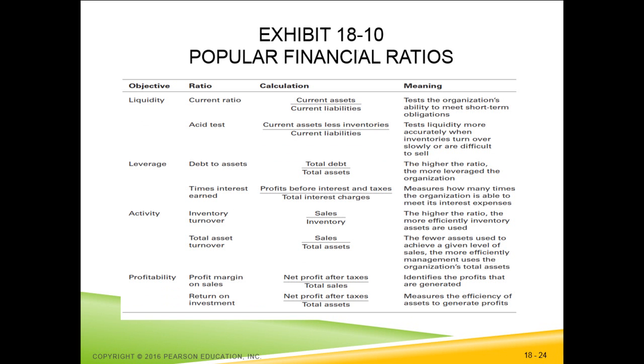Managers might use traditional financial measures such as ratio analysis and budget analysis. Exhibit 18.10 summarizes some of the most popular financial ratios. Liquidity ratios measure an organization's ability to meet its current debt obligations. Leverage ratios examine the organization's use of debt to finance its assets and whether it is able to meet the interest payments on the debt. Activity ratios assess how effectively a company uses its assets. Finally, profitability ratios measure how efficiently and effectively the company uses its assets to generate profits.